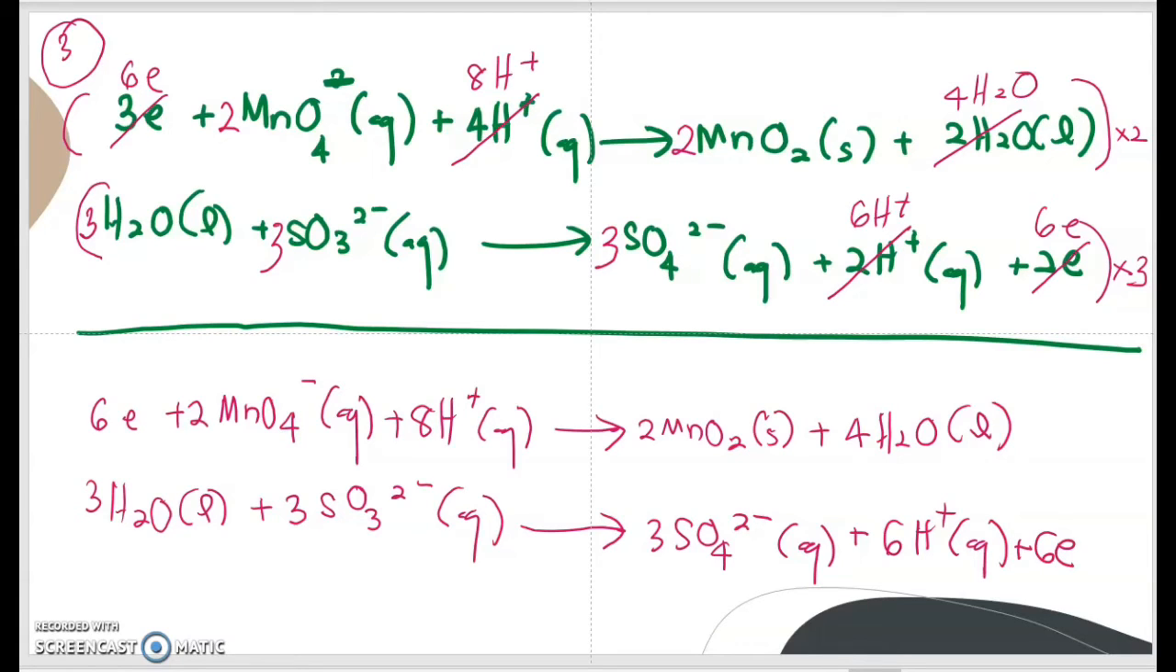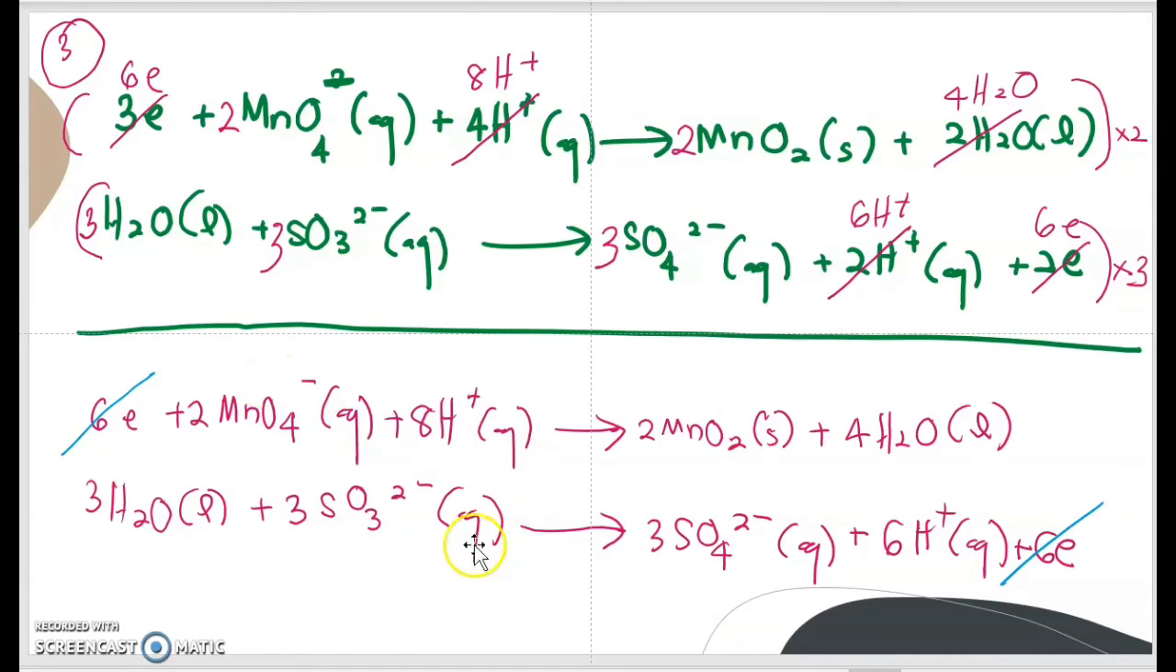Okay, so this is the final one. So we just copy from the previous equation. Alright, now we want to cancel the electron. We have 6 electron here and 6 electron here. So we can cancel it because it comes from the opposite direction. If it comes from the same direction, we have to add. If it comes from the opposite direction, it is a minus. Right? So negative, negative, or anything.